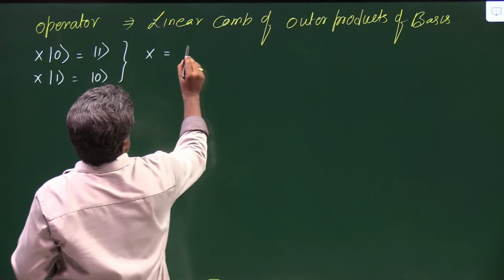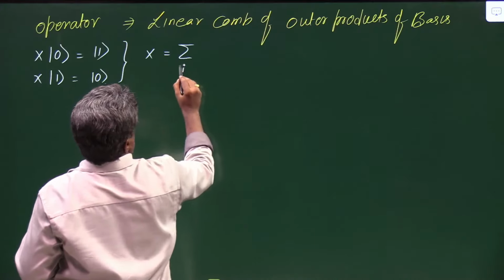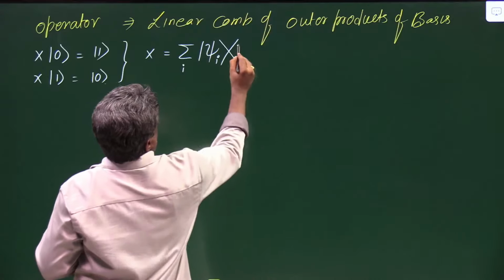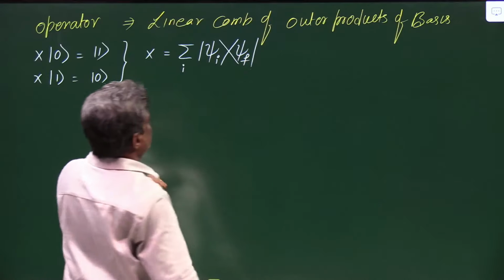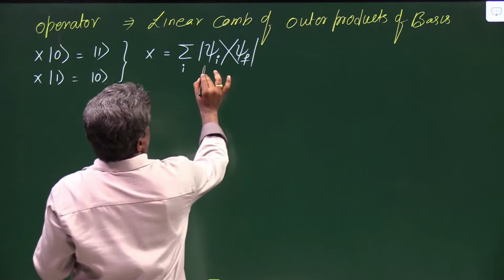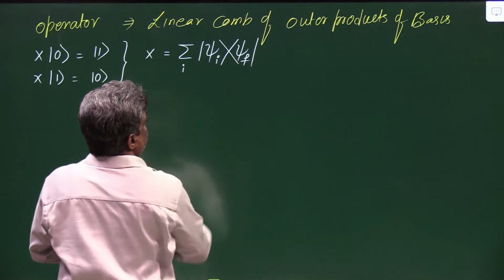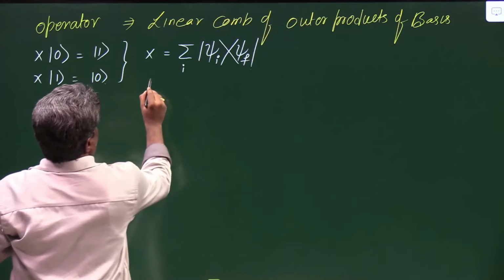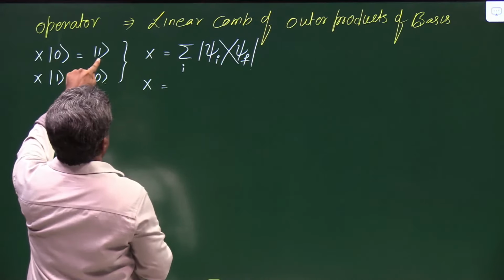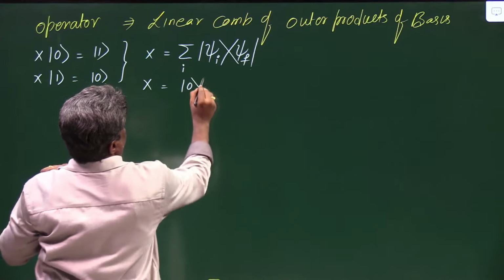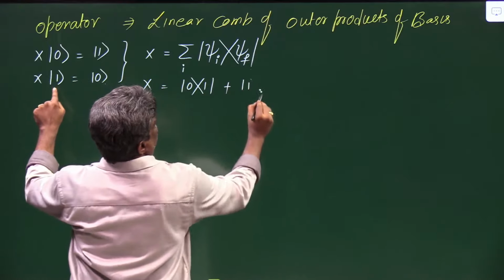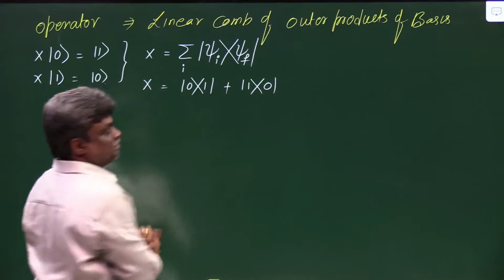The outer product form is given by a summation over i, where always this is the initial state and this is the final state. I'm sorry, here this is psi initial and this is psi final. This is the outer product form. If you observe carefully, X is equal to, now this is the initial state 0 and finally we got 1. So we can write it as ket 0, bra 1, plus initial state 1 and final state 0.